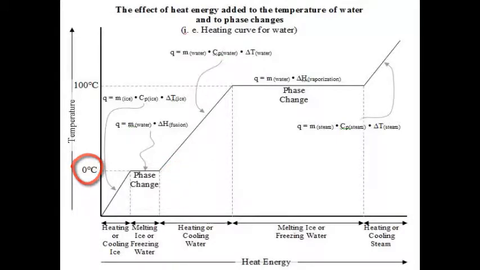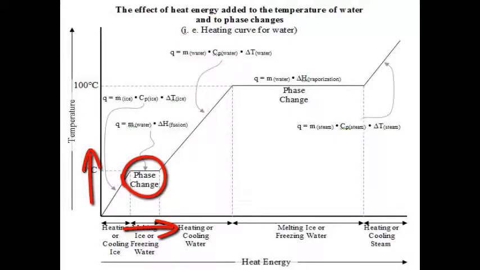You can actually cool water down below 0 degrees C if you get the conditions just right, but in general you can't do that. Now, during that period where we're melting the ice, this phase change region right here, you keep adding heat, but there's no change in temperature.